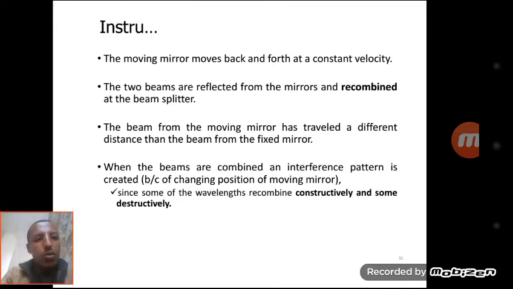When the beams are combined, an interference pattern is created because of the changing position of the moving mirror. Some of the wavelengths recombine constructively and some combine destructively, so the constructively recombined wavelengths are passed through the sample.